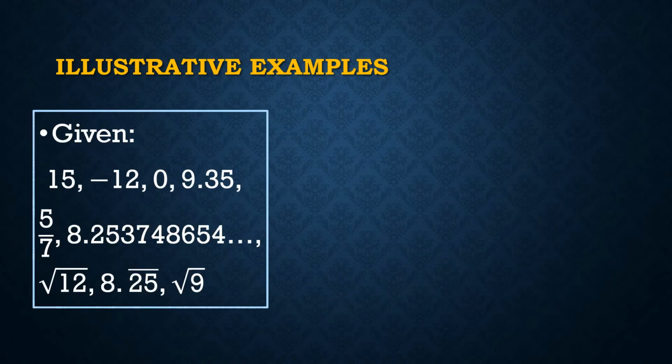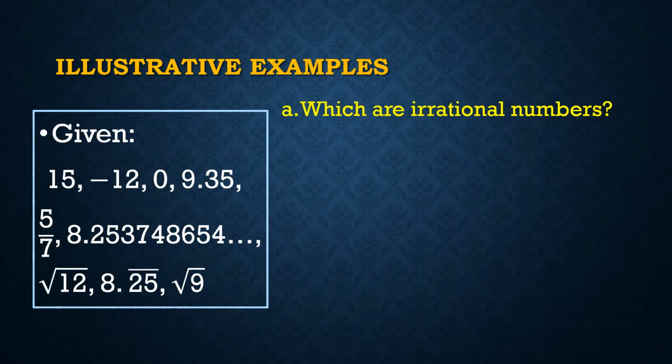Now let's have these illustrative examples. Given 15, negative 12, 0, 9.35, 5 over 7, 8.25, and so on, the square root of 12, 8.25 with a bar on top, and the square root of 9. Which are irrational numbers? Let us identify the irrational numbers first. Square root of 12 is an irrational number, as well as this number, because it is a non-repeating, non-terminating decimal.